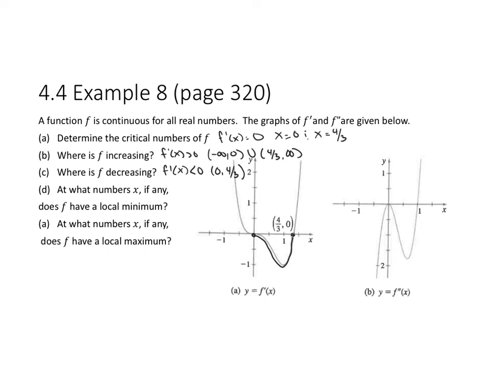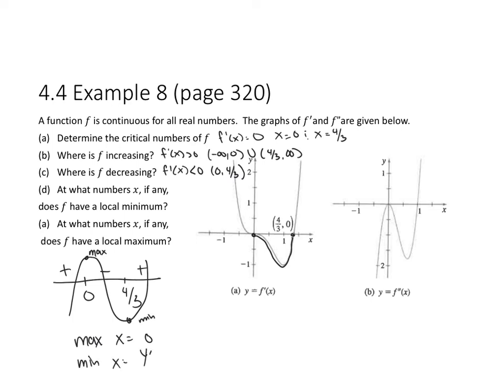And at which numbers do I have a local minimum, and then a local maximum? I have some trouble looking at this picture to tell me which one's a minimum and which one's a maximum. So I like to put them on a number line, with my critical numbers being 0 and 4/3. And then I make my sign chart. Again, if this isn't helpful to you, you don't have to do it. Less than 0, I'm positive. Between 0 and 4/3, I'm negative. And greater than 4/3, I'm positive. So I go up and down and up. So I have a max at x equals 0. And here I have a min at x equals 4/3.